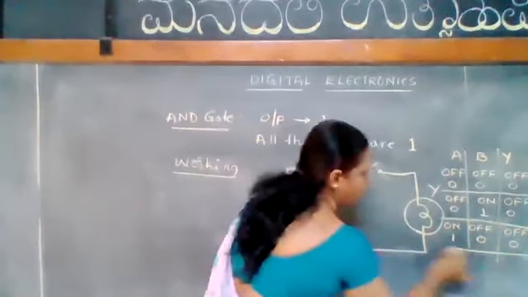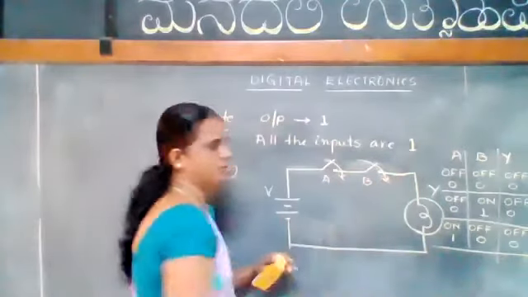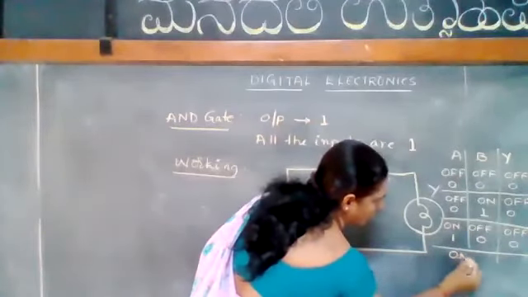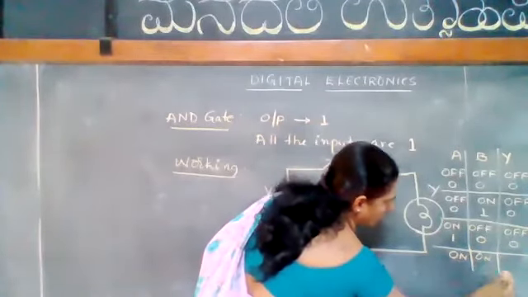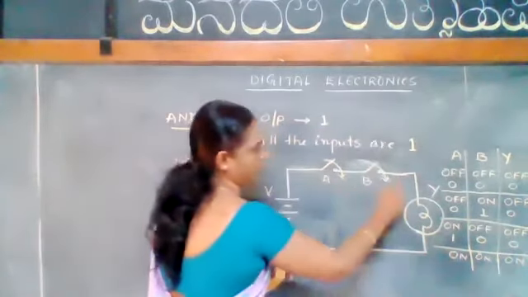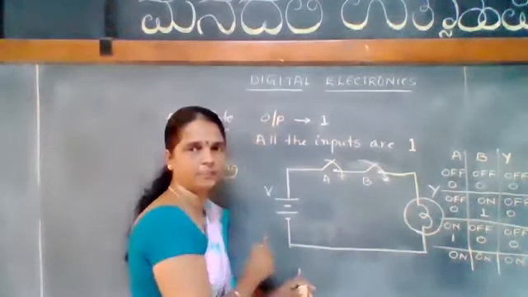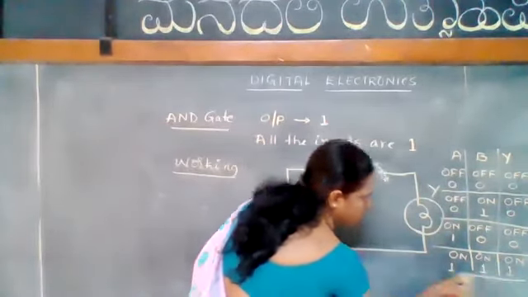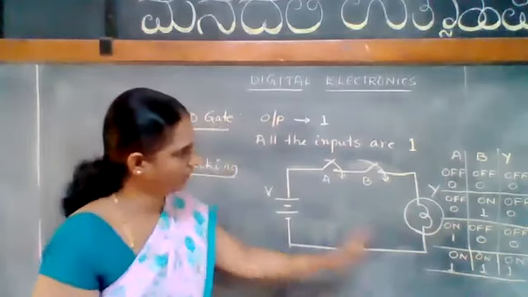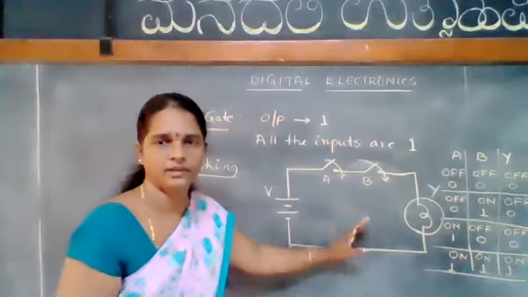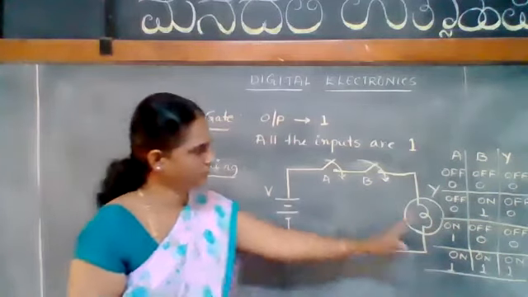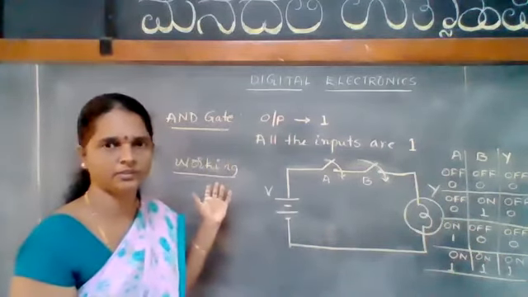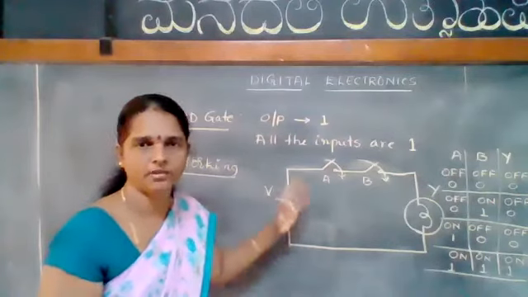The fourth condition: close both the switches. This is on, this is also on. That time the circuit is closed. Therefore, the current flows through the bulb and the bulb glows. So this is 1, this is 1, and the output is 1. This is how we can explain the working of an AND gate. The truth table is verified for this circuit, which is similar to the truth table we have written for the logical expression A dot B.